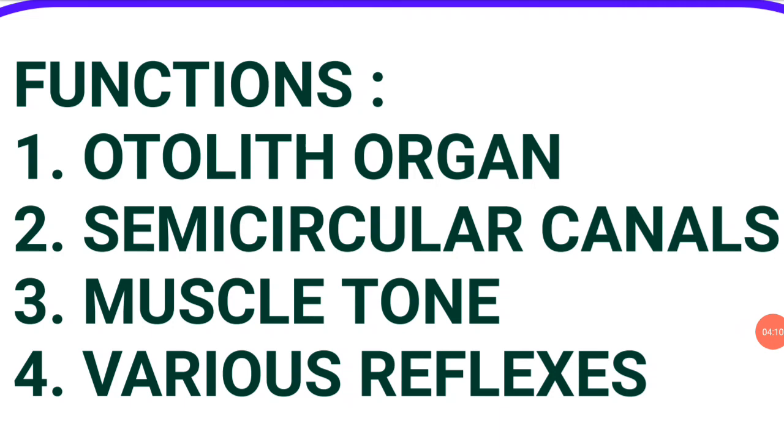Functions of vestibular apparatus. The first one is function of otolith organ. Utricle and saccule detect the changes in head position in space in erect position as well as in supine position. Otolith organ also detects linear acceleration or static equilibrium, both horizontal as well as vertical. This prevents person from losing balance during any movement. For example, the runner bends forward at the start of the race.